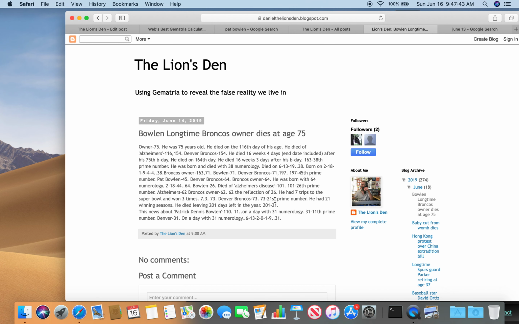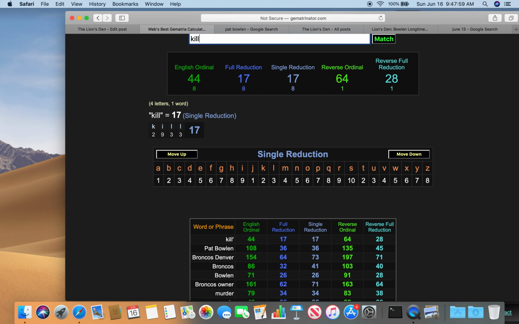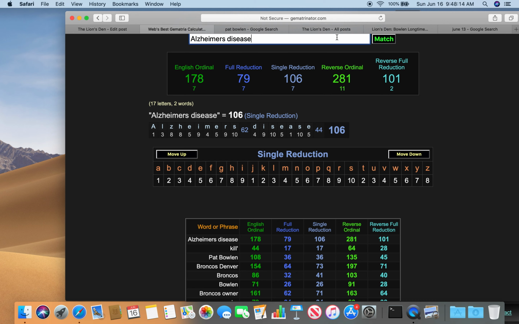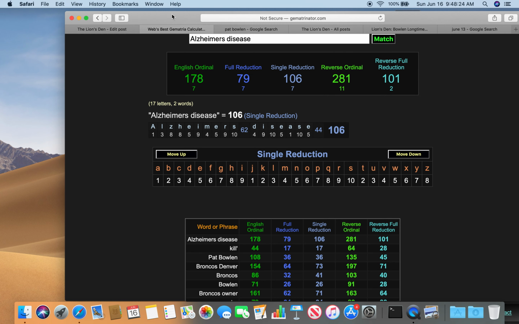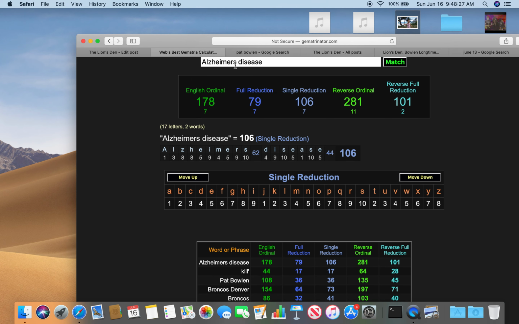What else can we say about this? He's born with 64 numerology. 2 plus 18 plus 44 is 64. Bowlen equals 26. He died of Alzheimer's disease. So Bowlen, 26, that God number. Alzheimer's disease, if you say the whole thing, equals 101. 101 happens to be the 26th prime number. So Bowlen and Alzheimer's disease, a perfect match as far as being an owner for the Denver Broncos as well.